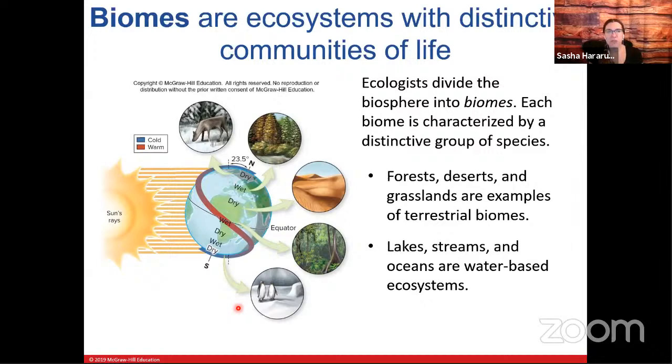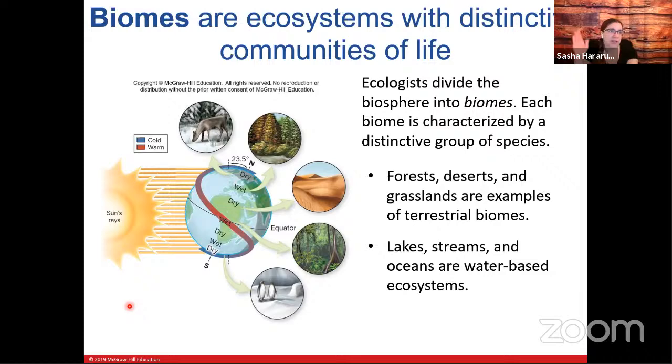Technically, the definition of biomes is ecosystems with distinctive communities of life. Ecologists divide the biosphere into biomes, and each biome is characterized by a distinctive group of species. So we have forest biome, desert biome, grassland biome. All of these are examples of terrestrial biomes, or land biomes, and we also have aquatic biomes, or water-based ecosystems, and they're characterized by lakes, streams, and oceans.